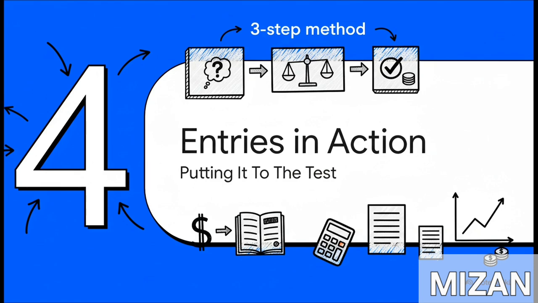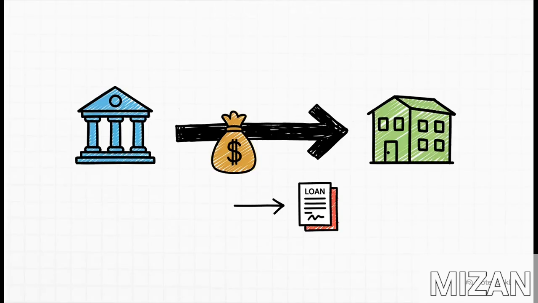So let's run through a few really common business transactions and put our 3-step method to the test. All right, first one up, a business gets a loan. Pretty standard stuff. So money's coming in the door, but at the same time, the business now owes that money back. Let's break it down using our method.